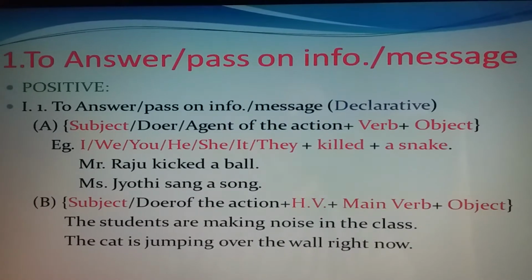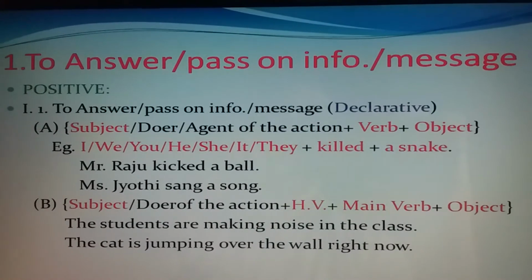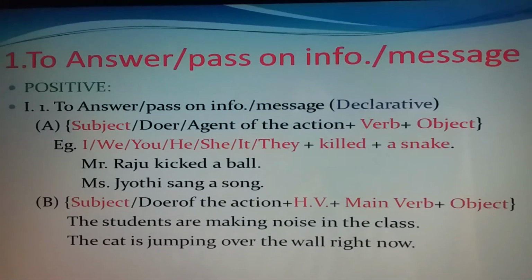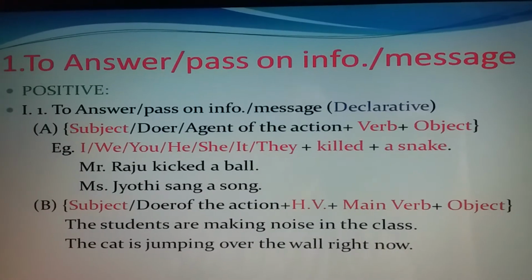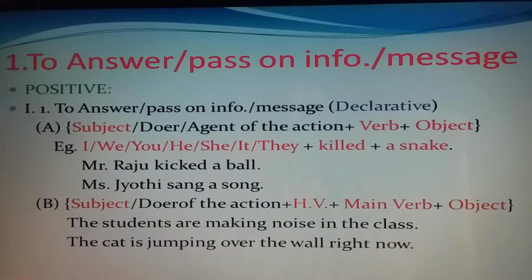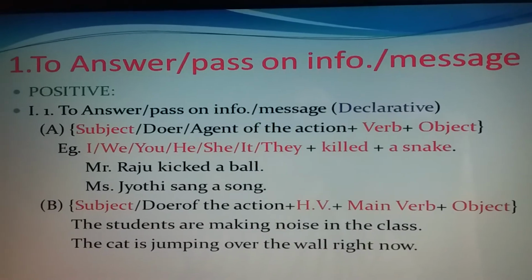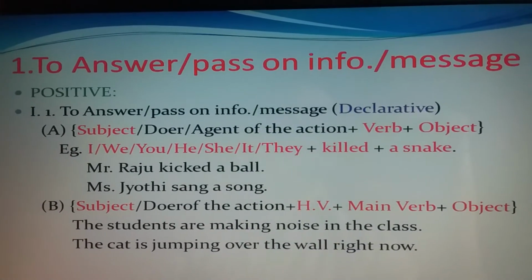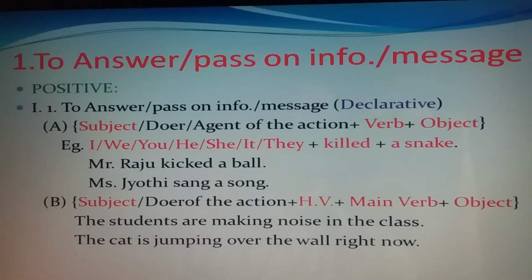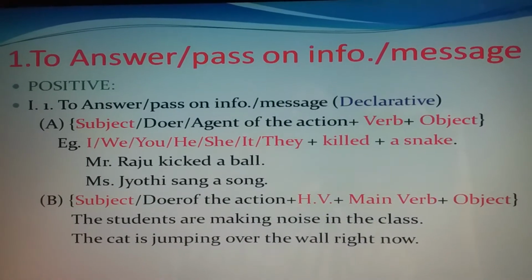Whereas the second pattern here, in this B, is subject or doer of the action plus helping verb and main verb and object. The students are making noise in the class. The students here means they. Because of the plural subject, we are taking are, and making is the main verb, are is the helping verb, and noise is the object here. In the class, what is this? In the class is an additional part in the sentence. This additional part is known as a complement in the sentence.